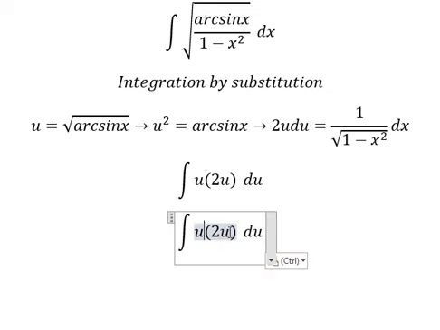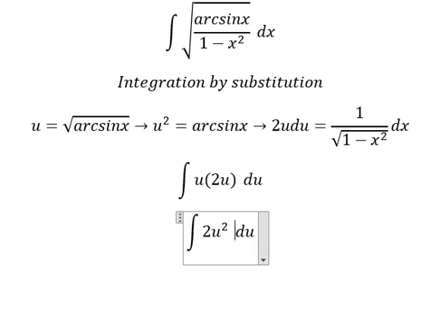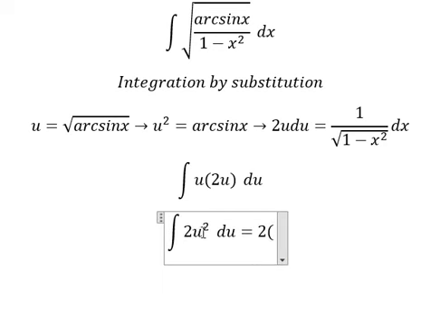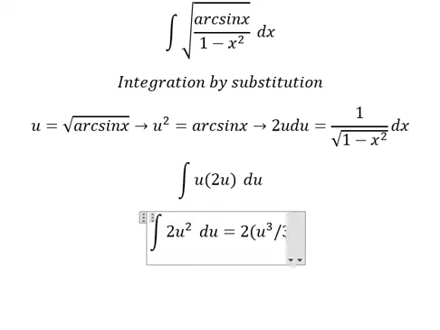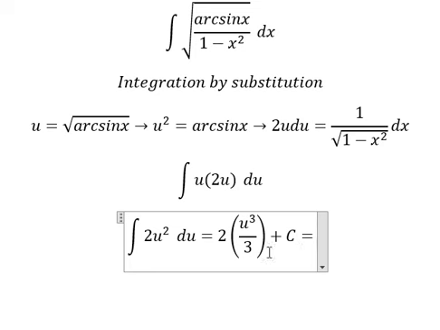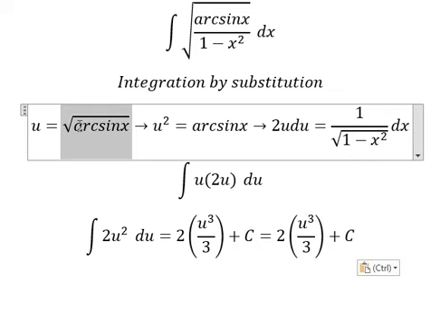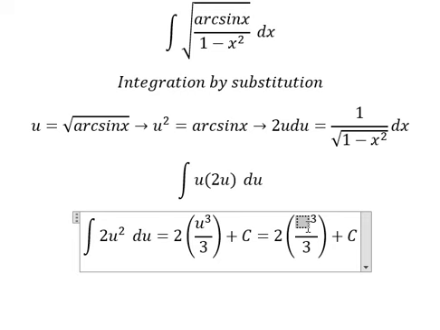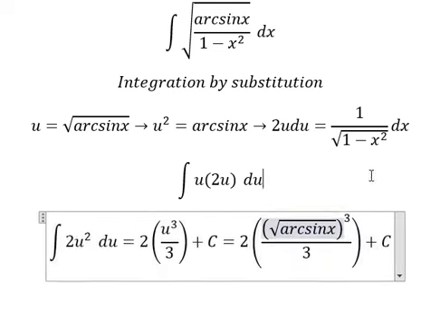So u and u square, u and u we got u squared. The integration of u squared, that is u to the power of 3 over 3. About u, that is this one. And this is the answer for the question.